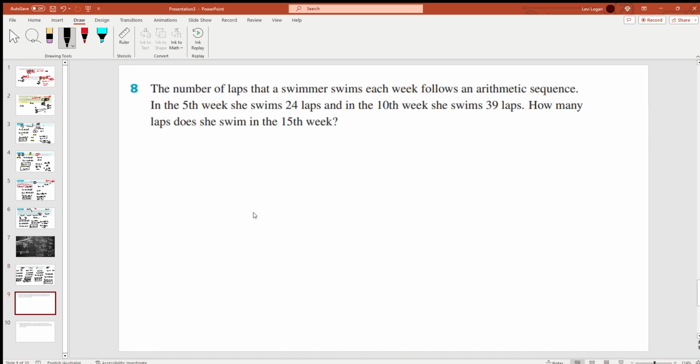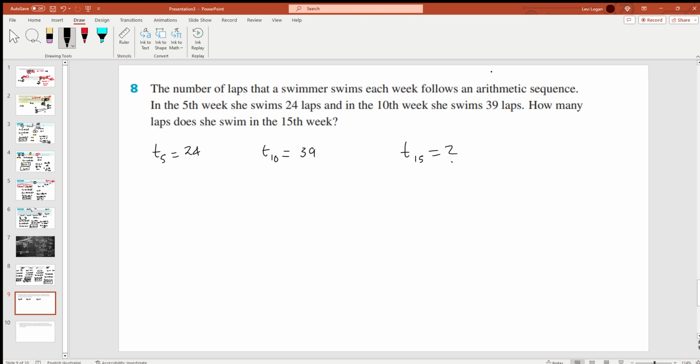So 8. The number of laps that a swimmer swims each week follows an arithmetic sequence. In the 5th week, she swims 24 laps. In the 10th week, she swims 39 laps. How many does she swim in the 15th week? So straight off the bat, we know the 5th term, so T of 5 is 24, and T of 10 is 39. And we want to know T of 15.